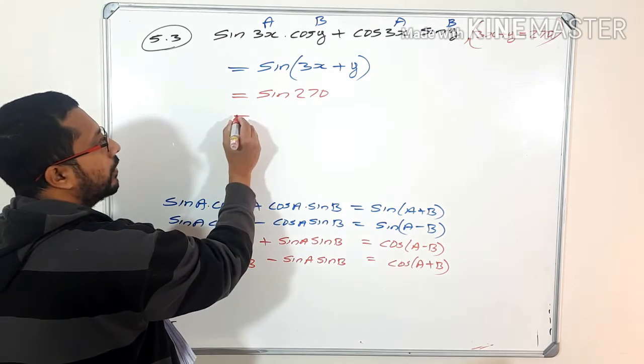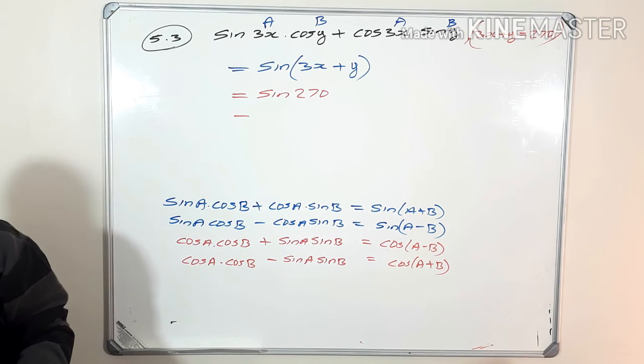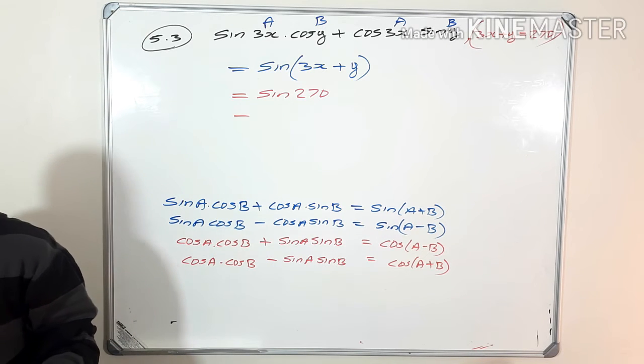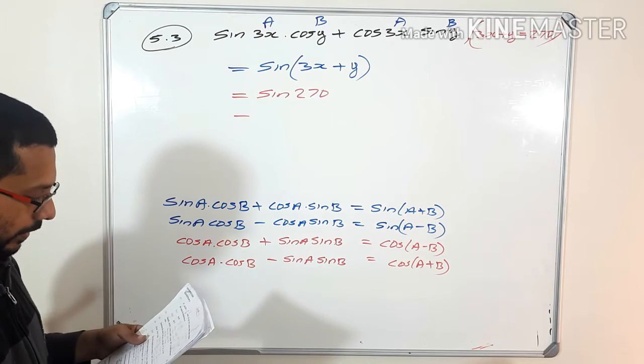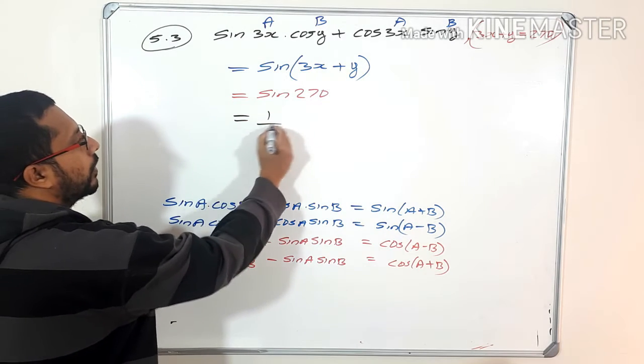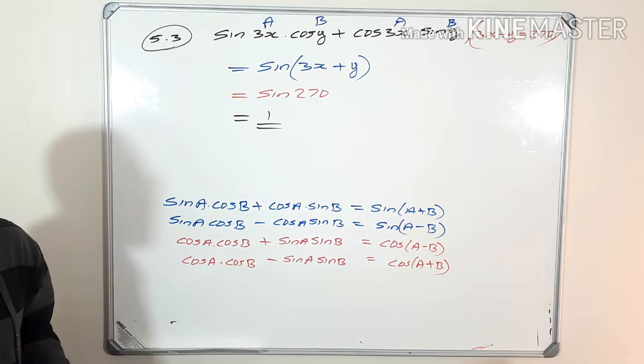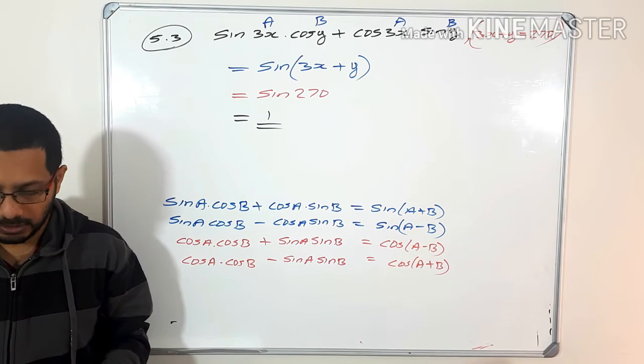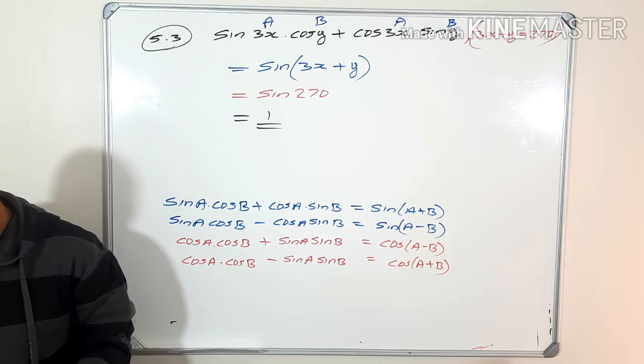270. It is not given in the question that you must not use a calculator, so check in your calculator what the answer is. Sin 270, in your calculator you will get the answer as 1. So the value of that expression is 1. Okay, now let's move to the next question.